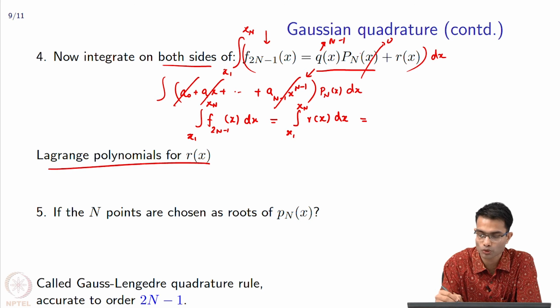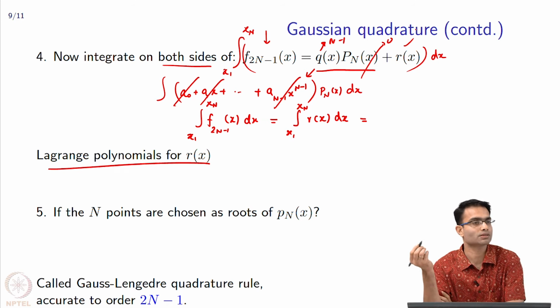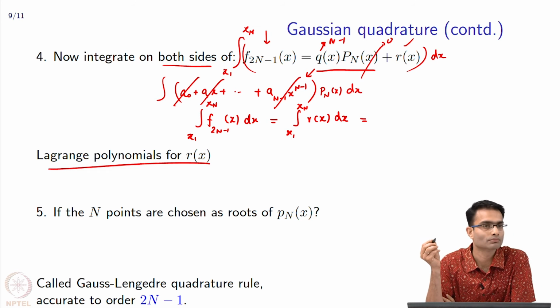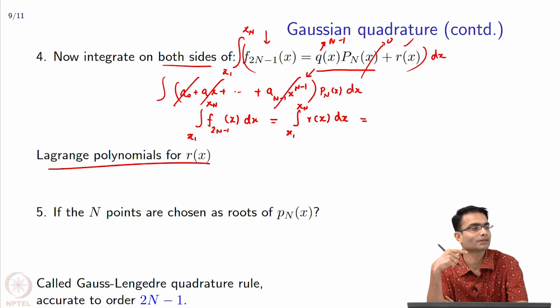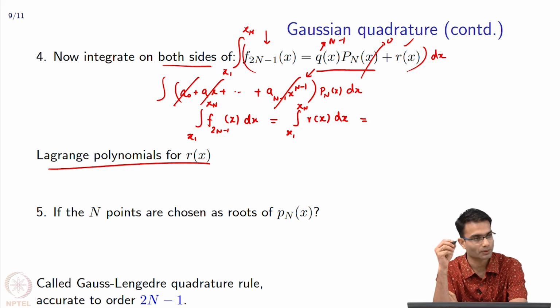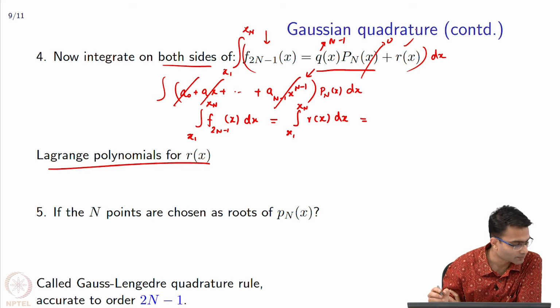So, I know q, I know p, I know r. So, I know R(x) is some polynomial of degree n minus 1, right. So, I can use what we had discussed earlier, the Lagrange polynomials, to integrate this guy out, right. So, what will this integral be?